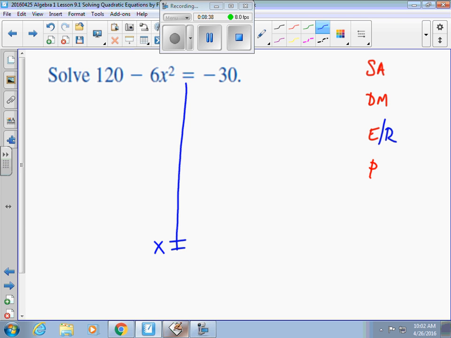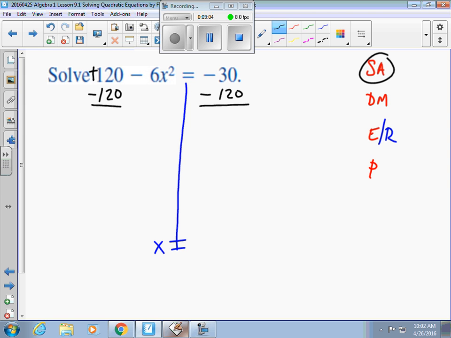Okay, let's take a look at it. We got 120 minus 6x squared is equal to negative 30. Undo addition and subtraction first. Order of operations. It says 120 minus 6x squared. That means addition and subtraction is happening between them. The fact that it says positive 120 tells you how to undo it, though. You subtract 120. When you subtract it on the left, you subtract 120 on the right.